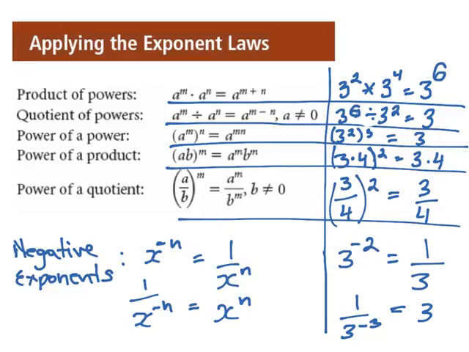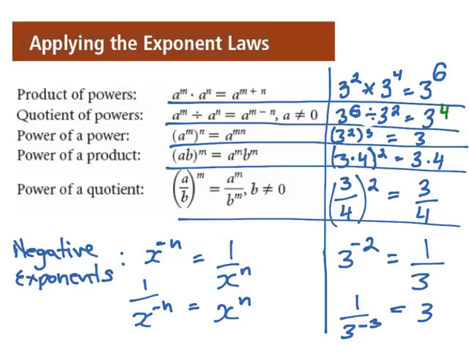The quotient of powers. Whenever we have the same bases for powers and we divide, we subtract the exponents. So let's take a look at the example. 3 to the power of 6 divided by 3 to the power of 2 is 3 to the power of 4, because 6 minus 2 is 4.